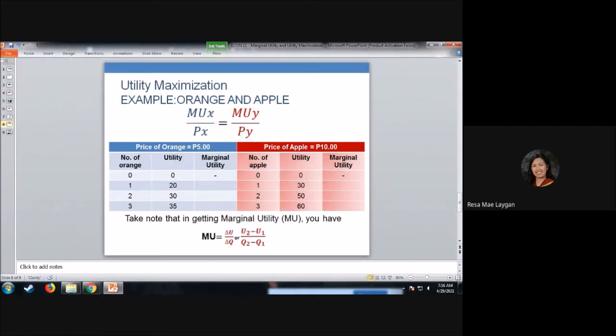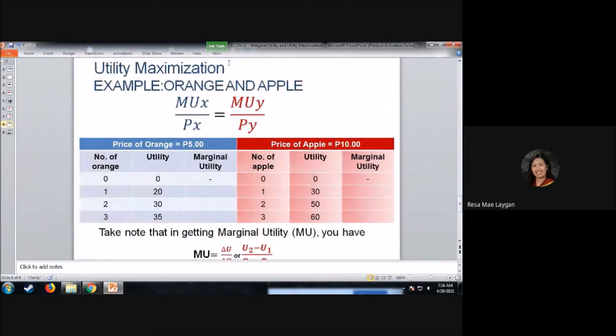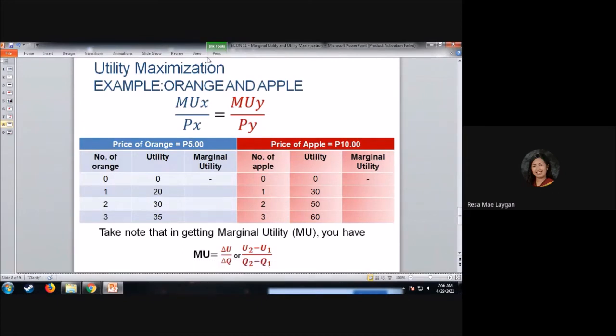We have here the problem. I want to buy oranges and apples, and the price of orange here is 5 pesos, as you can see. Then, on the other hand, the price of the apple is 10 pesos. So, given this number of oranges, if I'm going to buy in the market, 0 orange means 0 utility, the same with the apple. But if I buy one quantity of orange, I have 20 utility.